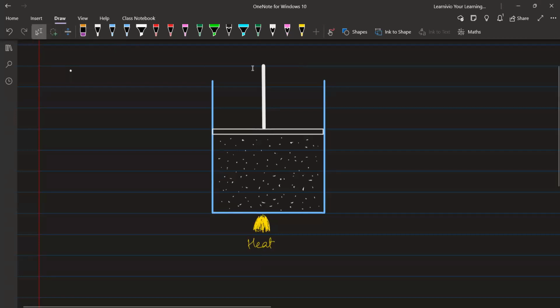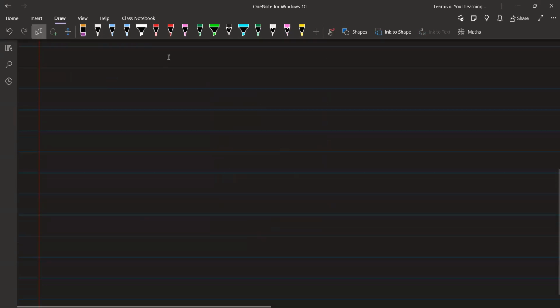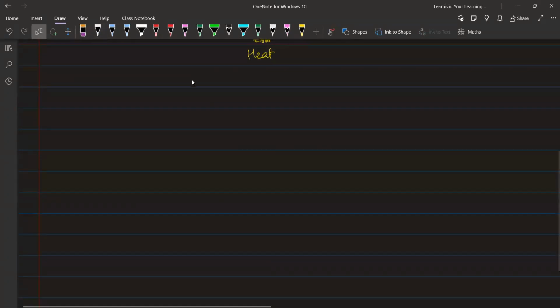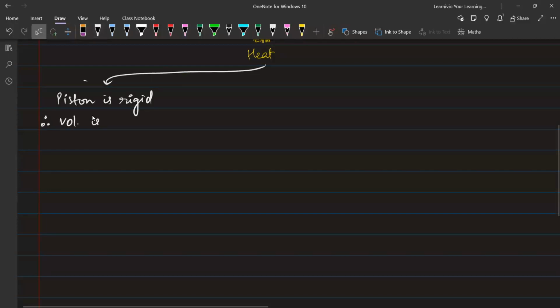Does it make sense? Yes or no? Please tell me. Yes, sir. If all the heat is utilized in doing the work, then the temperature will not increase. In other cases, some work will be done and some temperature will also increase. We are going to look at that also, but right now we are going to look at the extreme cases: when you heat it, and if the piston is rigid, let me write it and then you all can write it. If the piston is rigid, then in that case, volume will be constant.